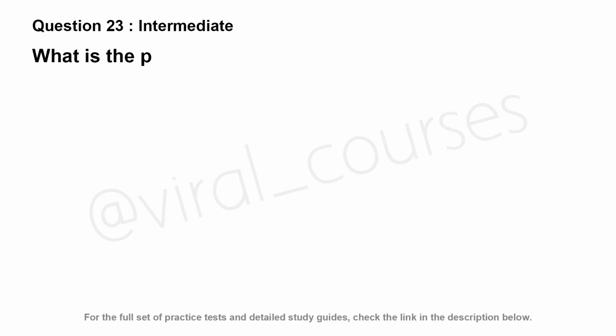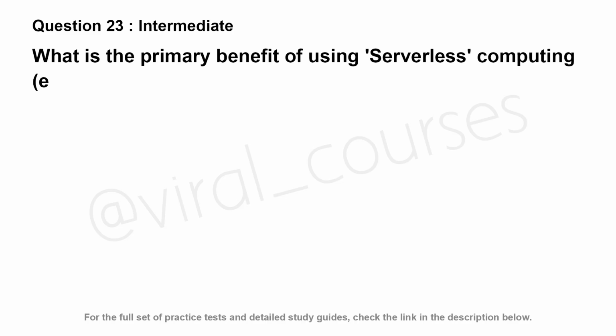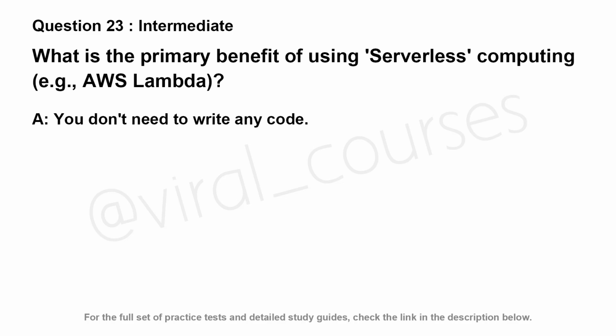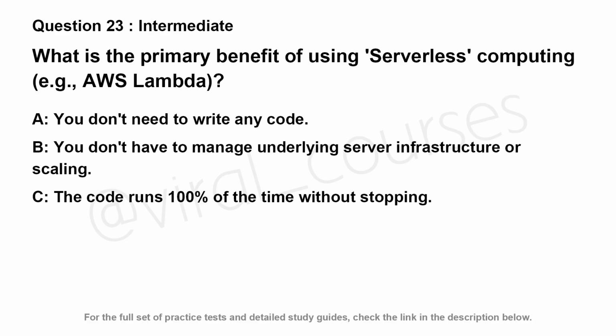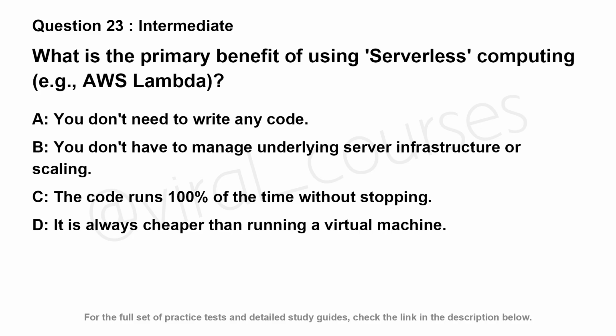What is the primary benefit of using serverless computing, e.g., AWS Lambda? Option A, you don't need to write any code. Option B, you don't have to manage underlying server infrastructure or scaling. Option C, the code runs 100% of the time without stopping. Option D, it is always cheaper than running a virtual machine.